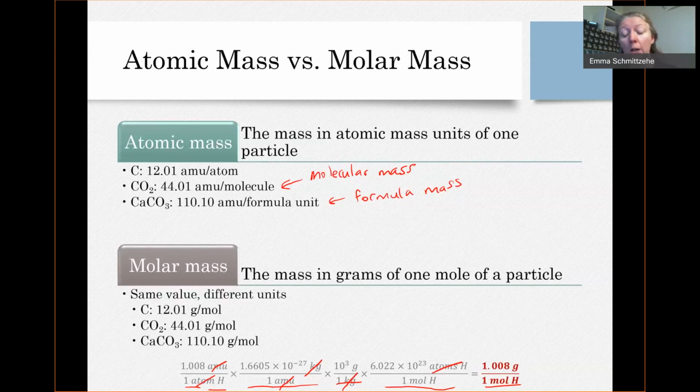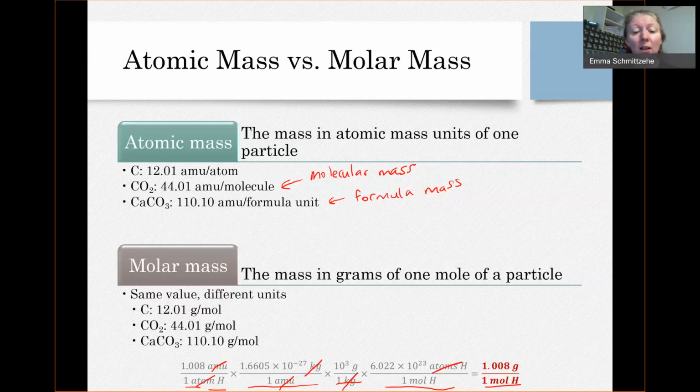So those things are equivalent in numeric value. It's just talking about things on a different scale, and so the mass unit is actually changing. So that information, whether you're talking about an atomic mass or a molar mass, it's usually most useful to actually write it as a fraction.